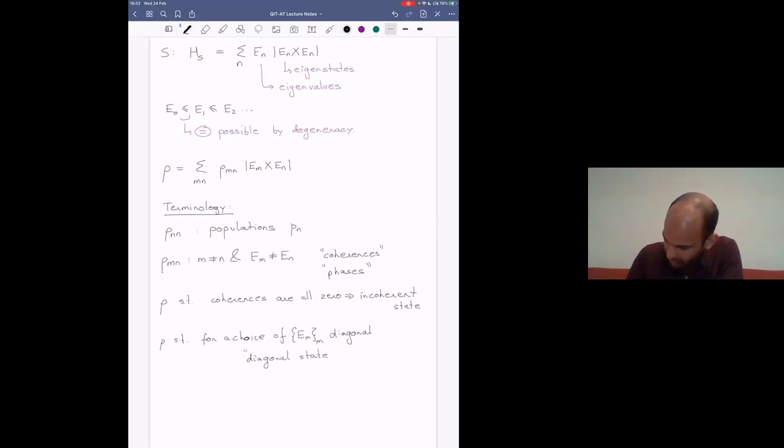Now, the reason these are different is particularly because of the condition here that I call coherences only if it's an off-diagonal term with different energies. It is possible for me to have a density matrix that is incoherent, but that is not diagonal, because it has off-diagonal elements between energy eigenstates of the same eigenvalue.